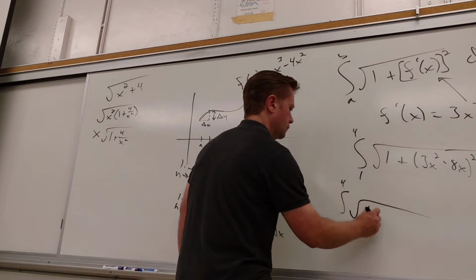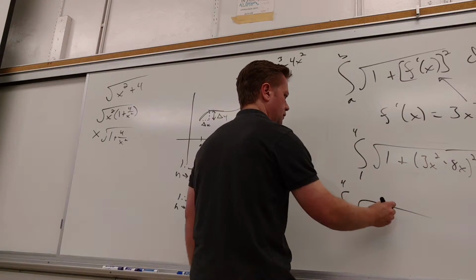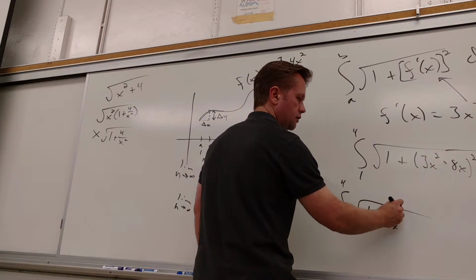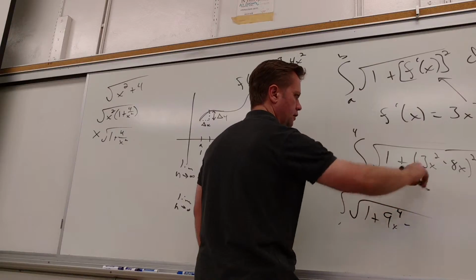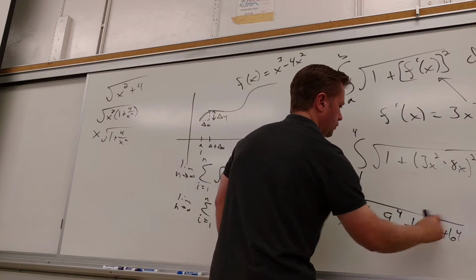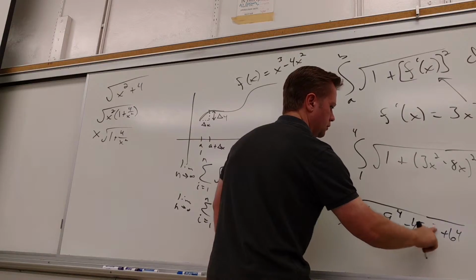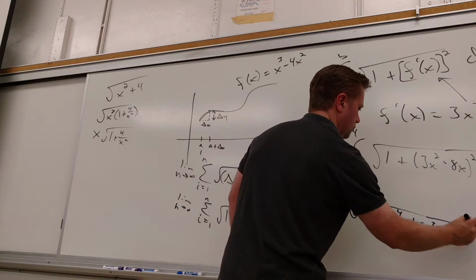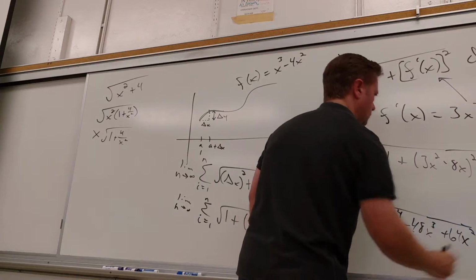That's easy. So you just FOIL it out. Minus 48x cubed, plus 48x squared, plus 64. I'm sorry, that's x cubed. And then x squared, dx.